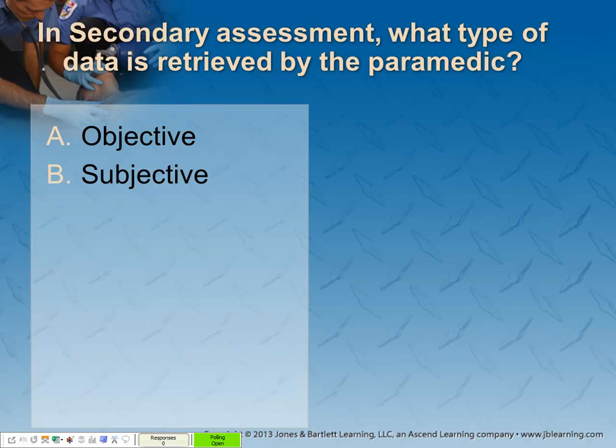In a secondary assessment, what type of data is retrieved by the paramedic? Is it objective data or subjective data?